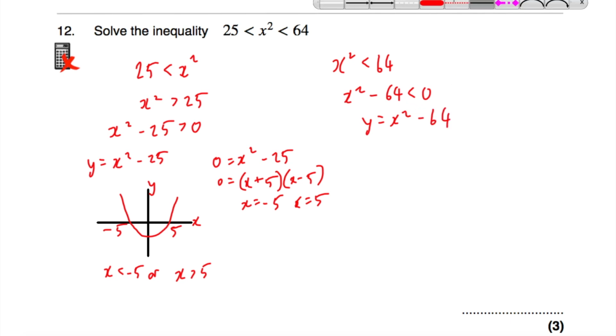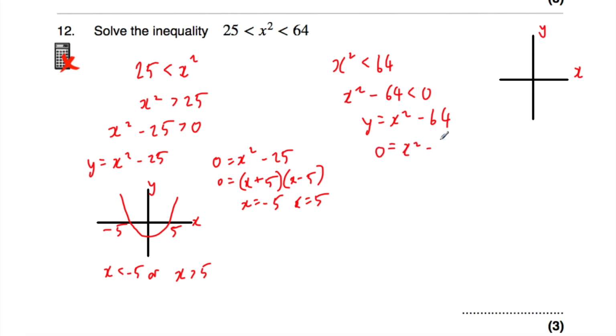So let's draw our x and y axis. So our x-axis and our y-axis, and let's label them x and y. And then we want to find where it crosses the x-axis, so we're going to let y equal 0. So we're going to get 0 equals x squared minus 64.